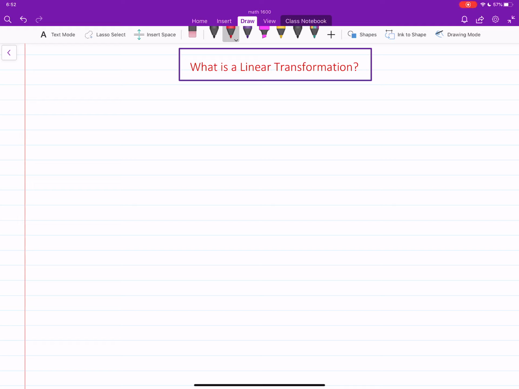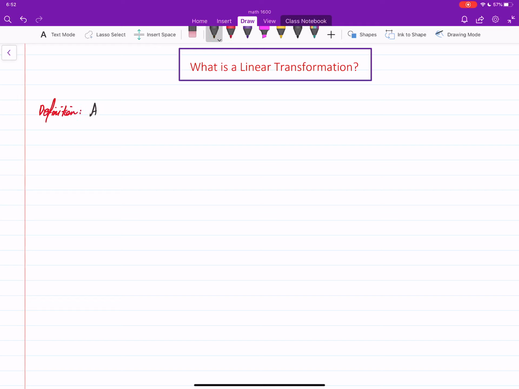Hi, in this video we will learn what is a linear transformation. We'll do some examples also, checking if some transformations are linear or not. Let us start with the definition of a transformation.